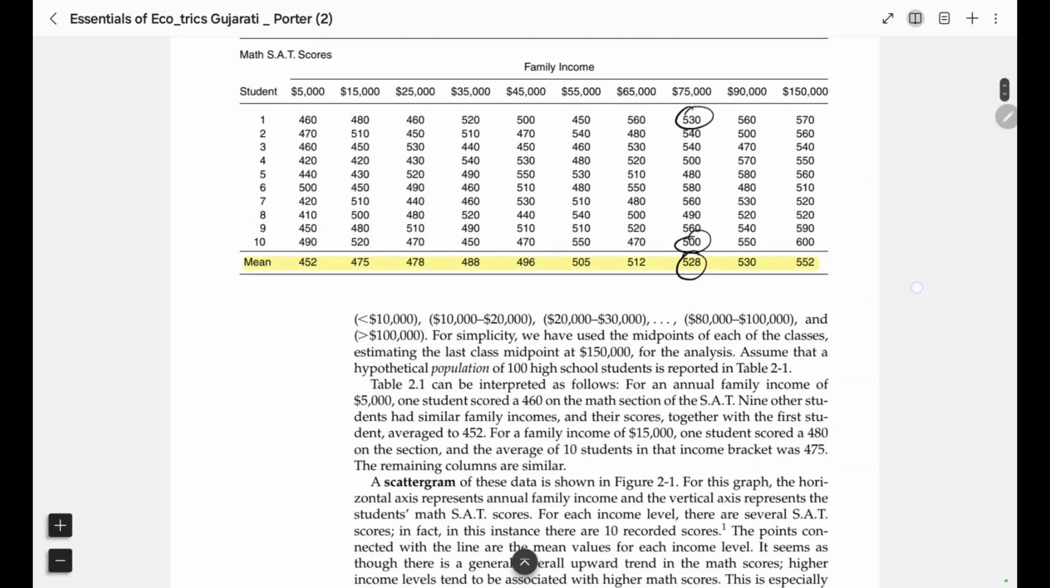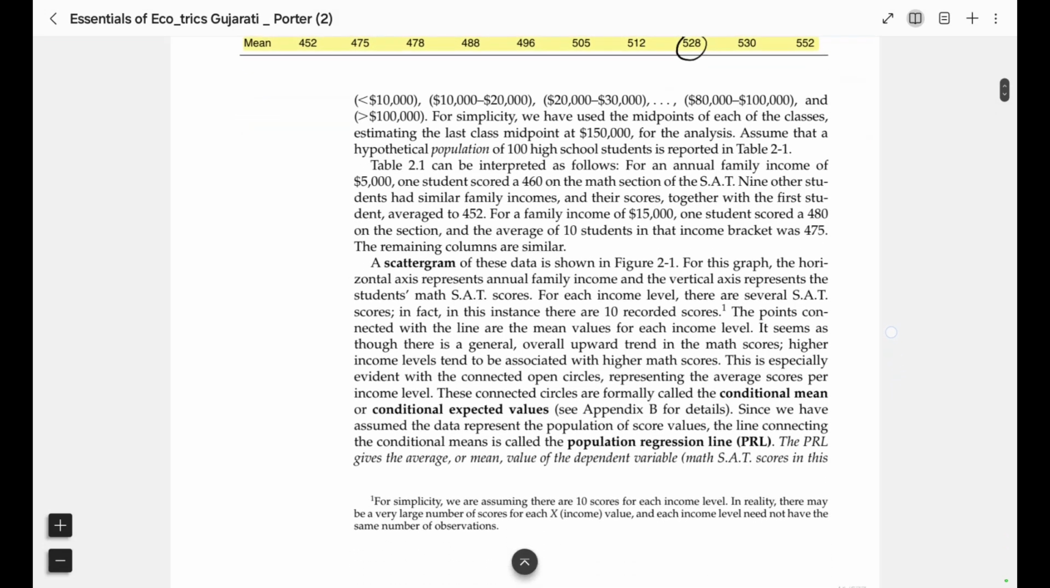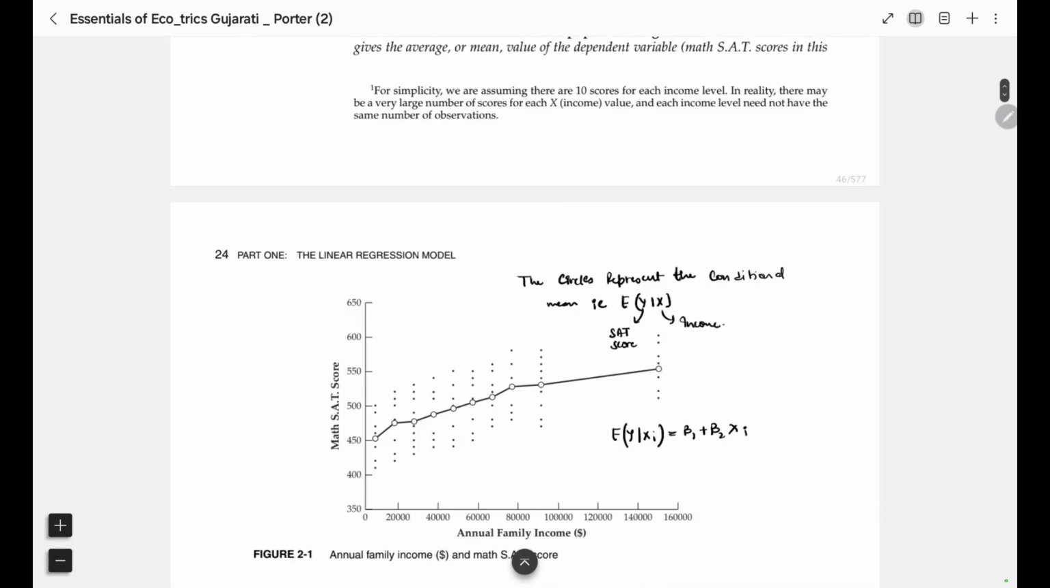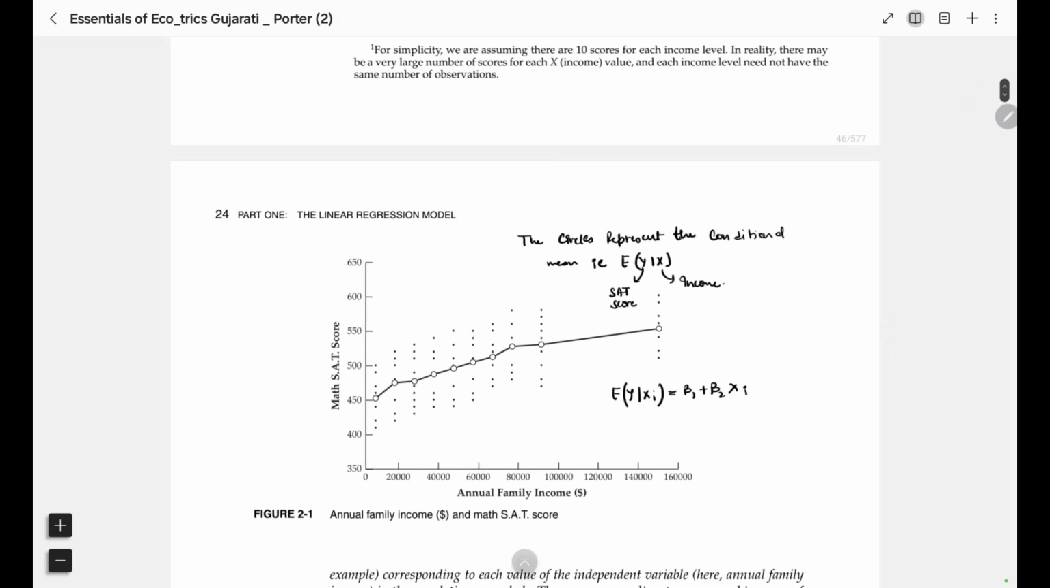So we get the data here, right. On the basis of this data, we draw this scatter plot. On this scatter plot, say here we had 5,000 family income. On 5,000 family income we had different values, this value, this value, this value, and so on. We have plotted all the values. Now the mean value is this. We have circled the mean value on each income level, 5,000, 10,000, 15,000. At all the values we have these mean values, right.